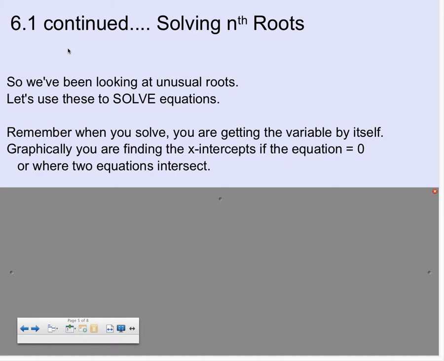Hey, happy Monday. We are not going to turn in our section 6.1 work. We're going to continue section 6.1 today, add to it, and we'll hand it all in tomorrow when I am back. So section 6.1 continued, solving nth roots still.